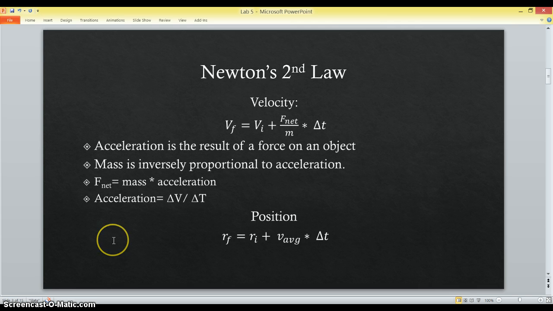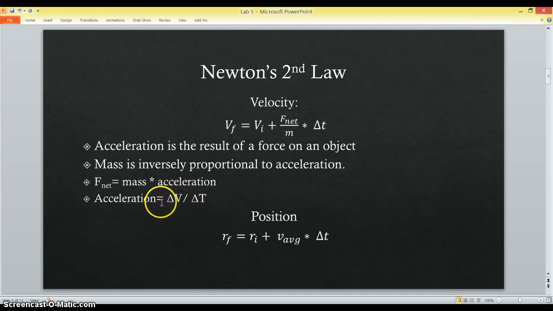As in several of our previous labs, Newton's second law is a key component of this lab. We have the formula: final velocity is equal to the initial velocity plus F net over m times delta t. Acceleration is a result of a force on the object. We know that mass is inversely proportional to acceleration in that F net is equal to mass times acceleration. Also, we know that acceleration can be denoted by the change in velocity over change in time.